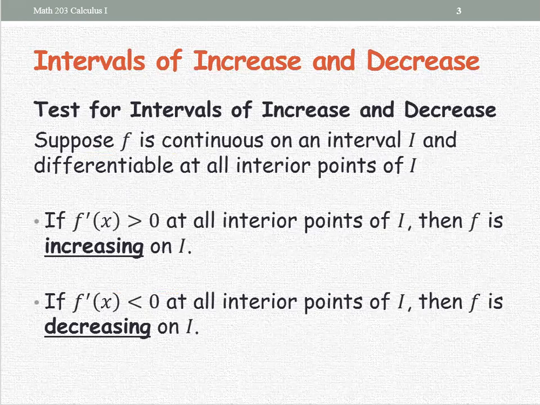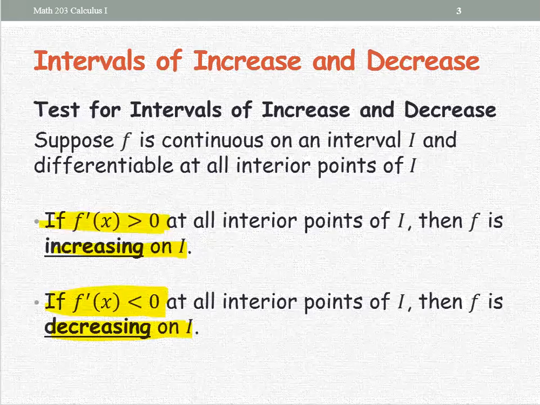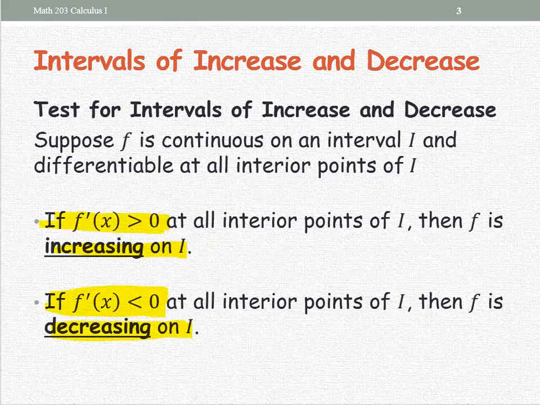We can use a derivative to explain the increasing and decreasing behavior. If f prime is greater than 0, the function is increasing on the interval I. If f prime is less than 0, the function is decreasing on the interval I. As you recall, f prime is the slope of the tangent line. If the slope is negative, the graph is decreasing. If the slope is positive, the graph is increasing.